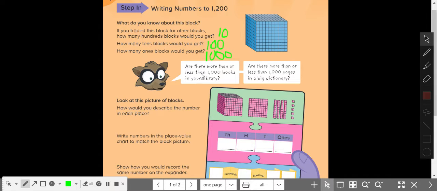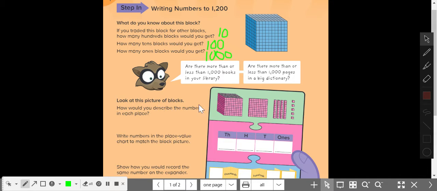Ralphie Raccoon says, are there more than or less than 1000 books in your library? Well, in our classroom library, there are less than 1000 books. Are there more than or less than 1000 pages in a big dictionary? There are still usually less than, but sometimes you get a larger dictionary that has more.